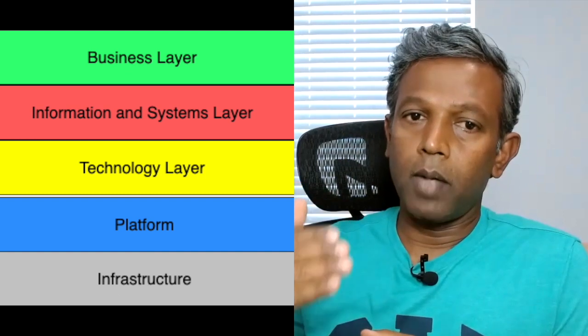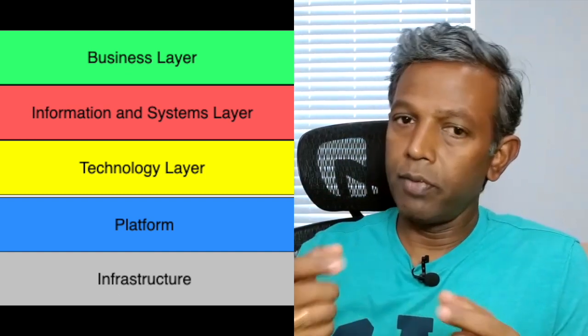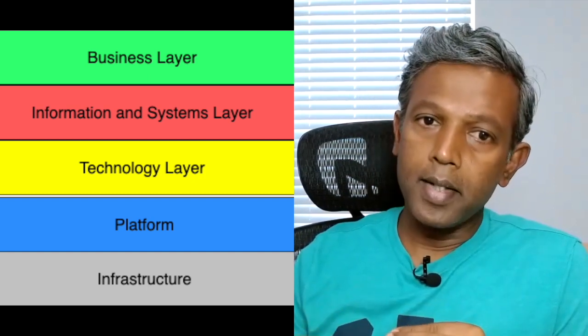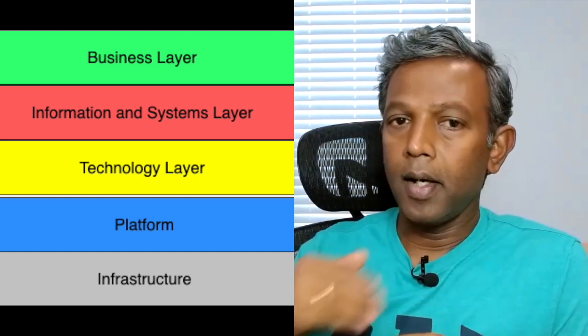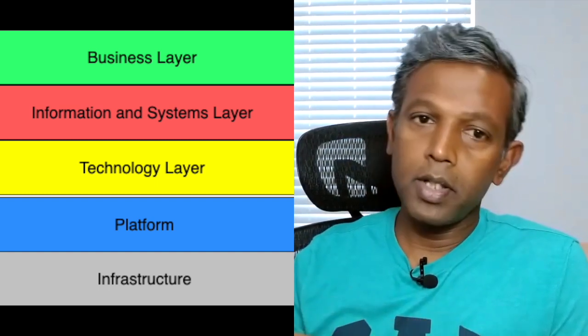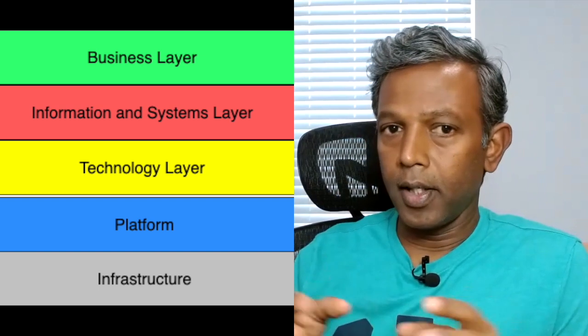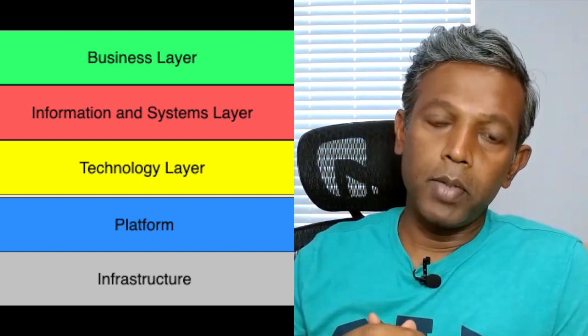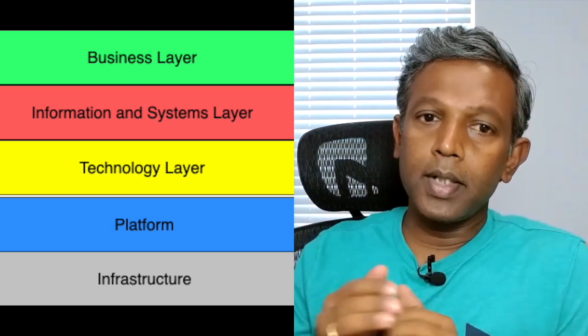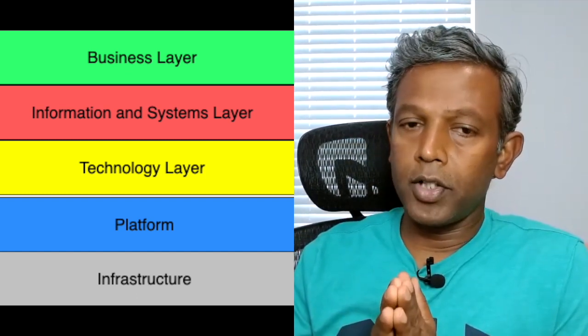And on top of that platform layer, you will have this information and system layer, wherein you define or create all the applications and data. On top of that, there will be business layer, mostly your business requirements, business needs, and all the customer facing applications will be sitting on that layer. Okay, so this is called layered architecture pattern.